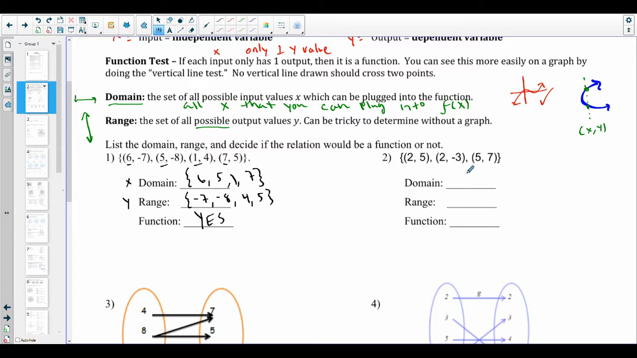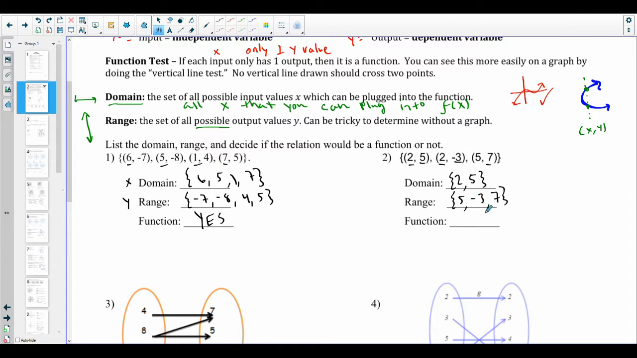Let's look at example 2. In example 2, our domain, let's see, 2. Oh, look, 2 shows up again. I don't need to rewrite it. 2 shows up twice. The other x value that shows up is 5. That's our domain. Our range, on the other hand, let's see, we have a 5. We have -3. And we have 7.